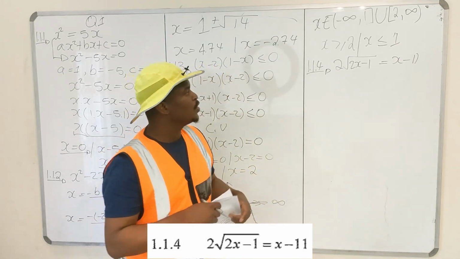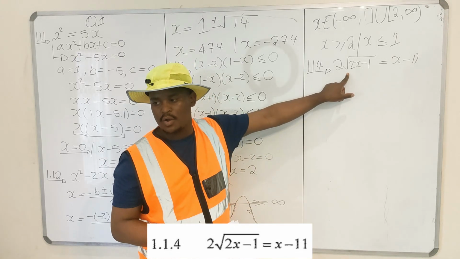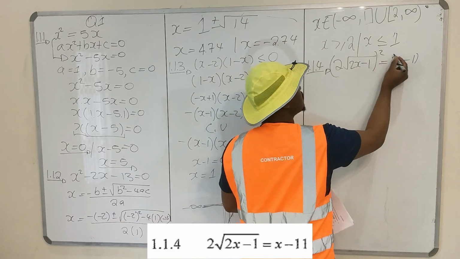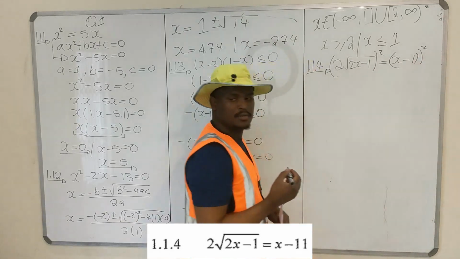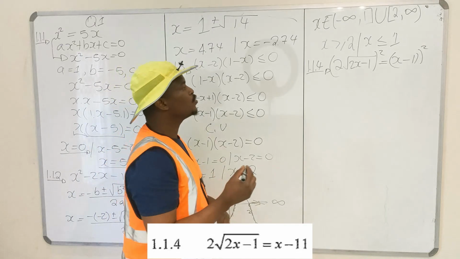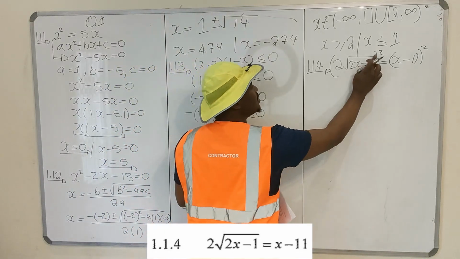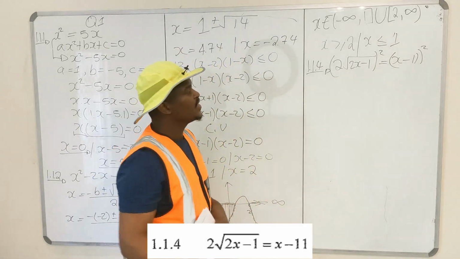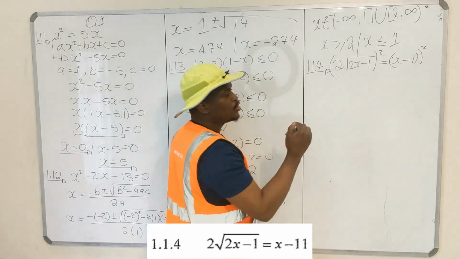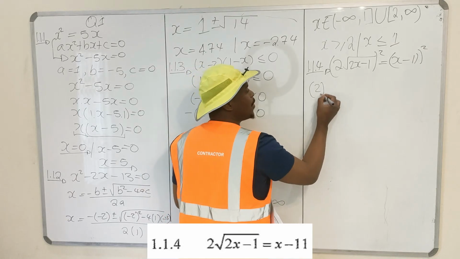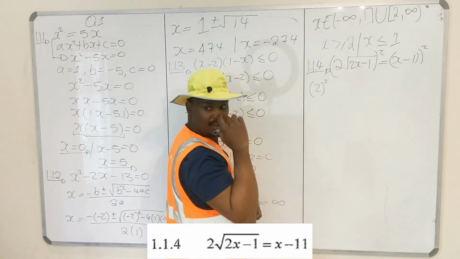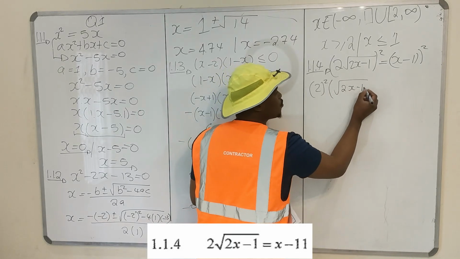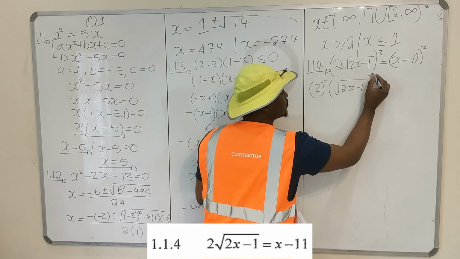Then the next step, we want to get rid of this root here. How do we do that? We square both sides. So we square the whole thing and square the whole thing. Are you guys still with me? Yes. If you have two things that are multiplying each other and they are both squared, each of them will be squared. So you will have your 2 to the power what? 2. Are you all clear? Yes. And the square root of 2x minus 1, you square it as well.